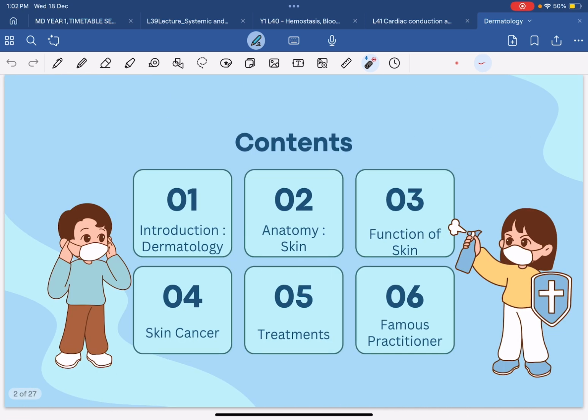So today I would like to discuss dermatology, the specialty I am interested in. Here are the contents that I would like to share today: the introduction of dermatologists, anatomy of skin, function of skin, cancer, treatments, and famous practitioners.